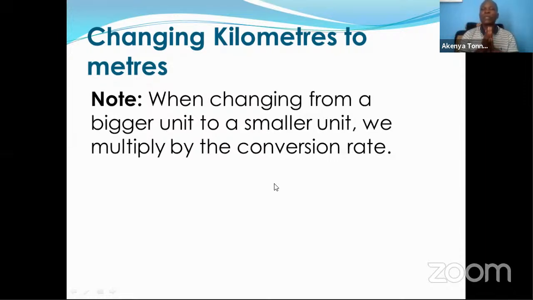Here they are saying that when changing from a bigger unit to a smaller unit, we multiply by the conversion rate. But how do I develop a conversion rate? What is this we are talking about, a conversion rate? When we talk about a conversion rate, here we mean that 1 kilometer is equivalent to how many meters? That's what they call conversion rate. You must have 1 kilometer equals to how many meters?